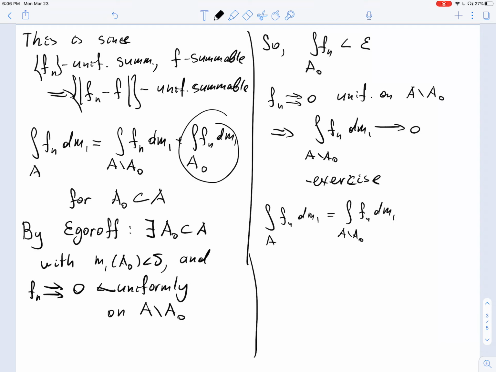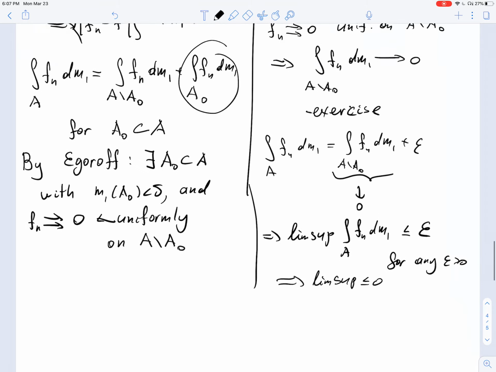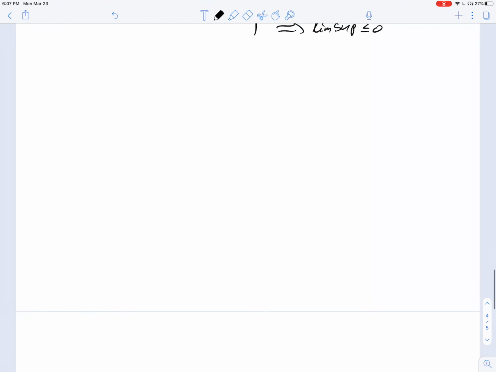So we now have the integral of Fn dm1 plus epsilon, and this goes to 0. So this means we can pass to lim sup, for example. It is less or equal than epsilon for any epsilon. So this lim sup is less or equal than 0. And Fn's were non-negative, so it can be less or equal to 0 only if it is equal to 0. And so we win.